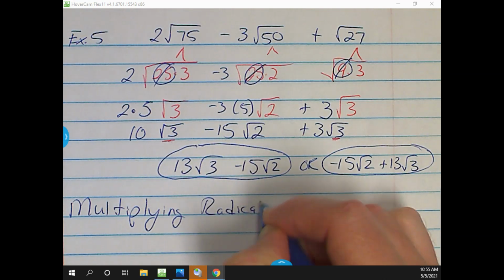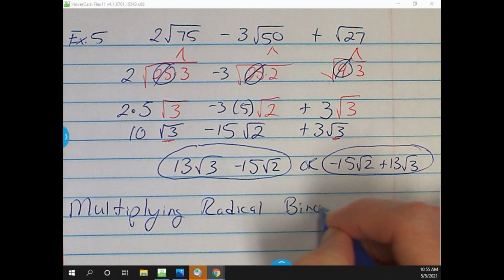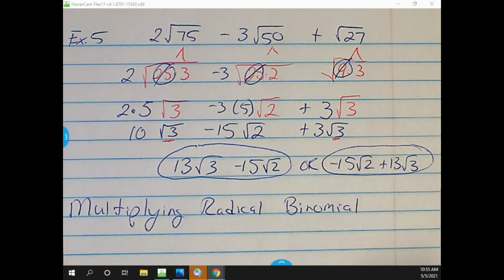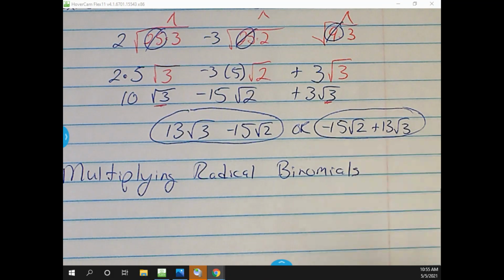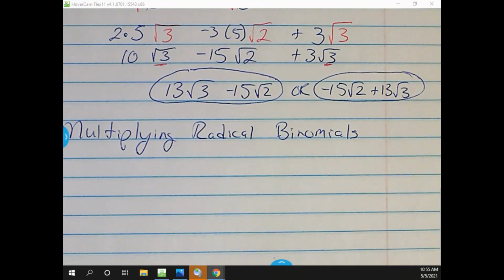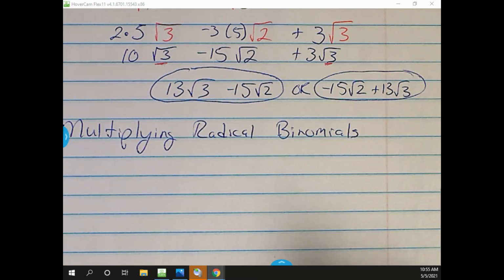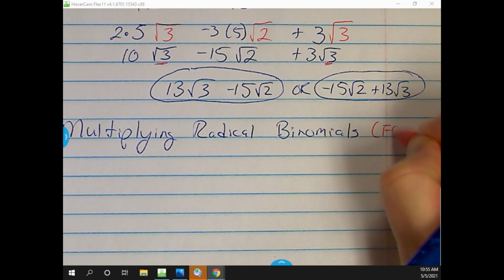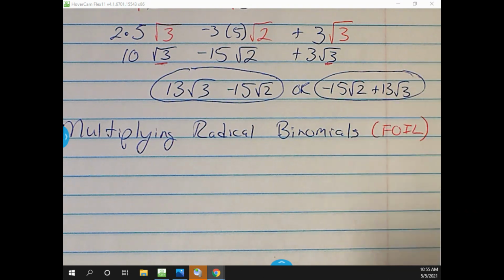Okay, and then we're going to jump back to doing some multiplying that we did yesterday. So we're going to multiply radical binomials. So we're still multiplying like we did yesterday, but the difference is instead of it just being 1 term times 1 term, this one is multiplying binomials together, which means you're going to have to do the full method with these.